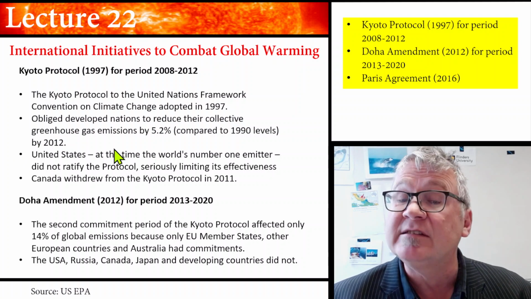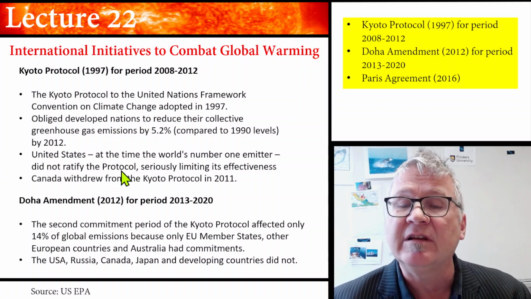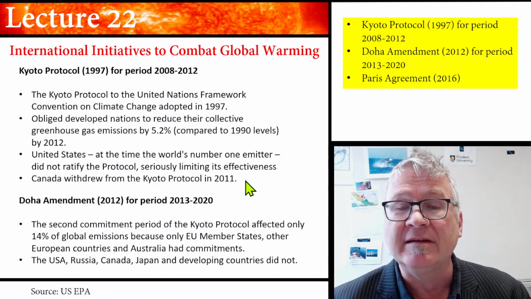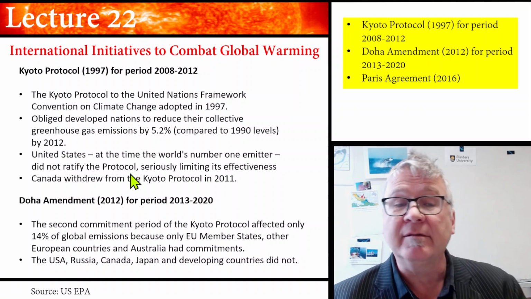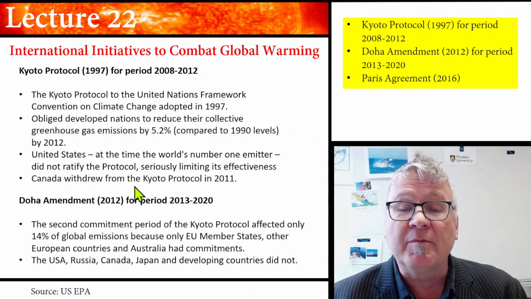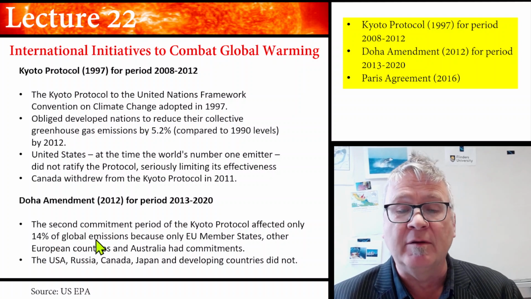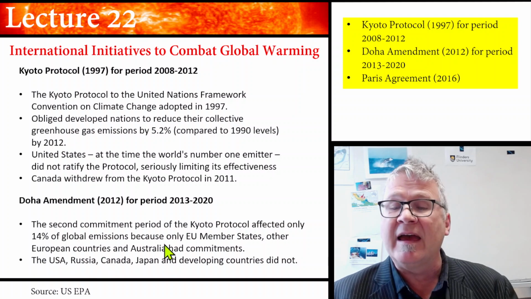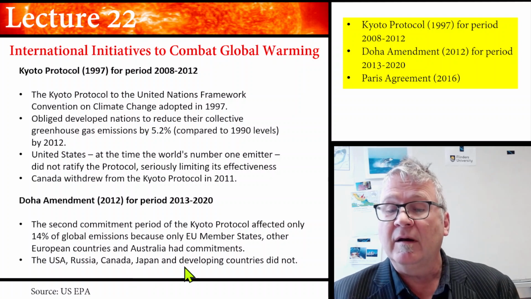Okay, so the United States, at the time the world's #1 emitter, did not ratify the protocol, seriously limiting its effectiveness. Canada withdrew from the Kyoto Protocol in 2011. Okay. So the Kyoto Protocol was amended, called the Doha Amendment. Okay. So the second commitment period for the Kyoto Protocol affected only 14% of the global emissions, because only EU member states, other European countries, and Australia had commitments. Okay, the USA, Russia, Canada, Japan, and developing countries did not.